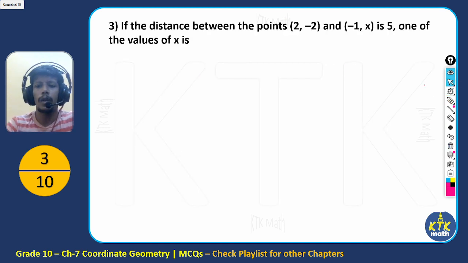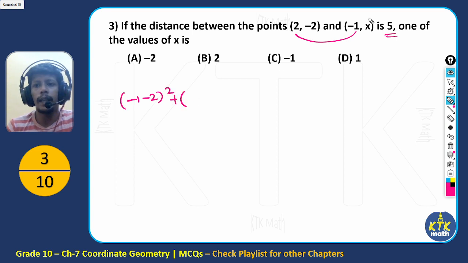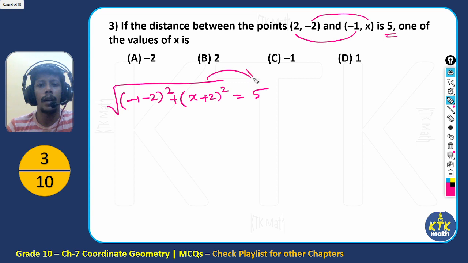If the distance between the points is 5, one of the values of x is. So this time they have one missing value termed as x there, and we are asked to find the value, but the answer options are given to you. So directly you can write down negative 1 minus negative 2, the whole squared, and then x minus of minus 2 will become plus 2, the whole squared, and the root is equal to 5. Now the root I am transferring to the opposite side, it will bring me 25 there.